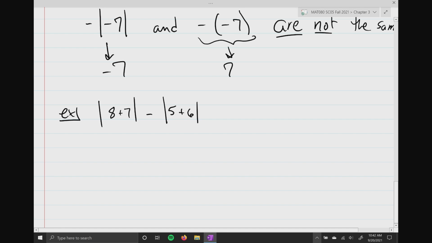So now we're going to start pulling in everything that we've learned. All right? We're going to pull in our order of operations, absolute value, the idea of integers. Everything's going to come at us at once.